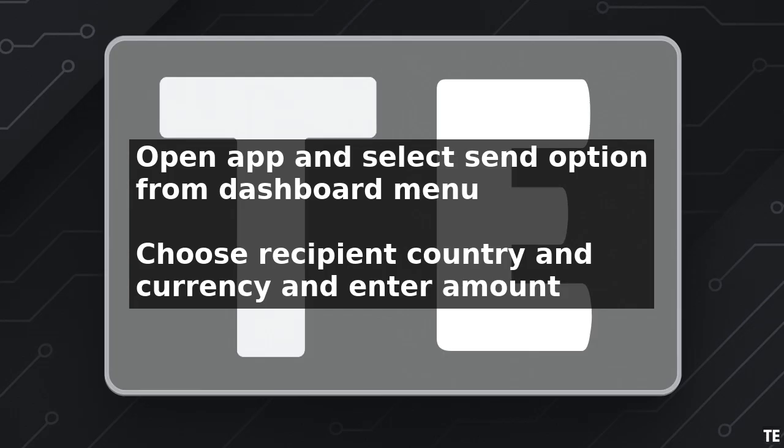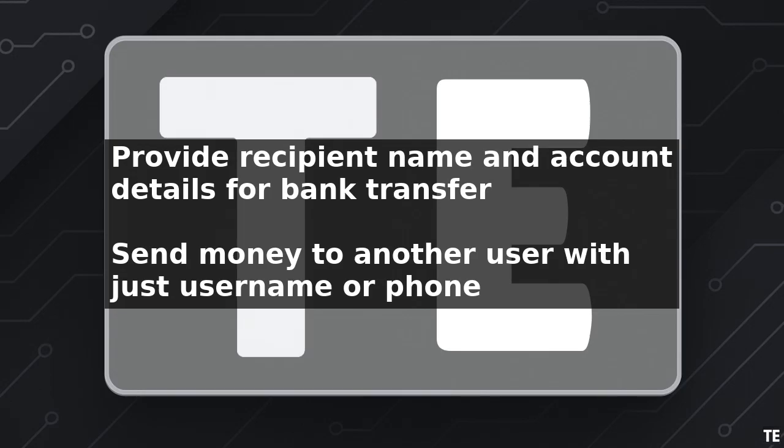If you are sending money to a bank account, you will need to provide the recipient's name, bank account number, and routing number. If you are sending money to another Revolut user, you only need to provide their username or phone number. Revolut offers competitive exchange rates and low fees, making it a cost-effective way to send money abroad.